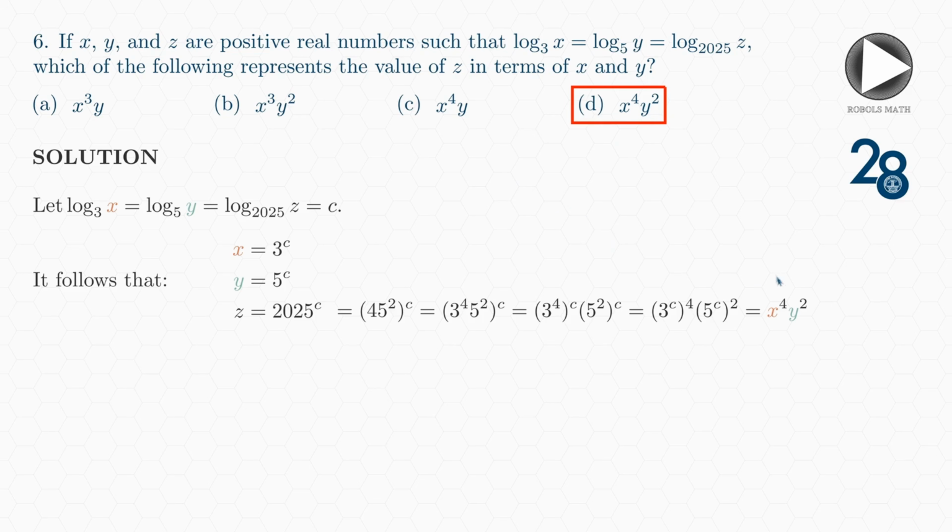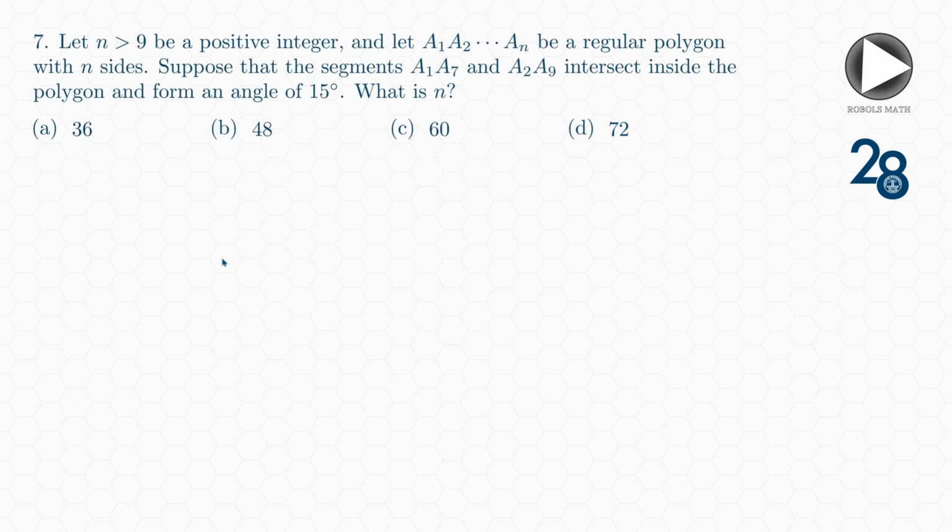Okay, let's look at number 7. Let n be a positive integer greater than 9, and let a sub 1, a sub 2, until a sub n be a regular polygon with n sides. Suppose that the segments a sub 1, a sub 7, and a sub 2, a sub 9 intersect inside the polygon and form an angle of 15 degrees. The question is, what is n?